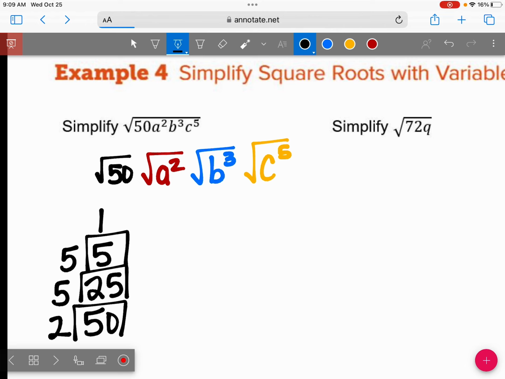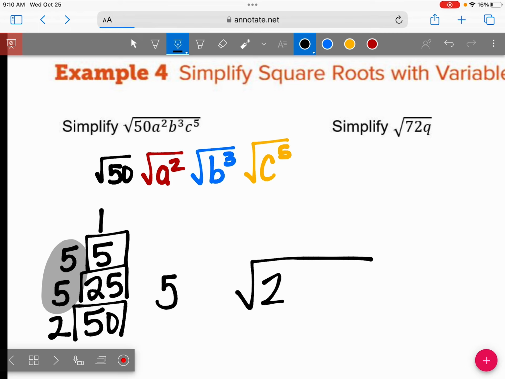All right, so anytime you have a pair, it goes outside of the radical. Anytime it doesn't have a pair, it has to stay in the radical. So when I make my radical, I have a pair of 5s that get to come out. I'm going to give myself some space because now I'm going to have other things that are going to come out also. The 2 has to stay.